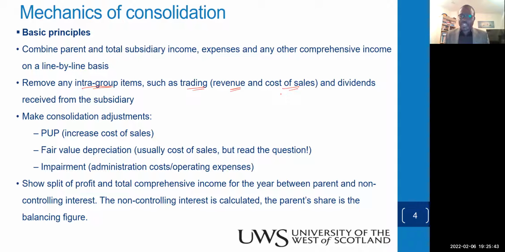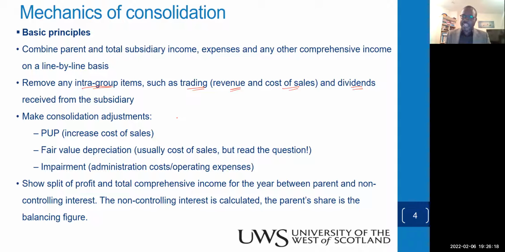So these two elements must knock off. If I'm deducting 10,000 from my revenue, the same 10,000 goes to the cost of sales for the group. Any dividends we've received from the subsidiary, we need to remove that one as well. And then, another principle in terms of mechanics is that for any unrealized profit provisions, we normally increase the cost of sales. Remember, it's a profit someone has recognized on the sale he's made.